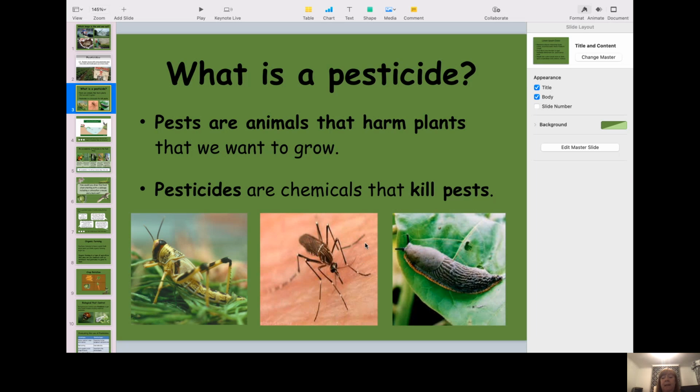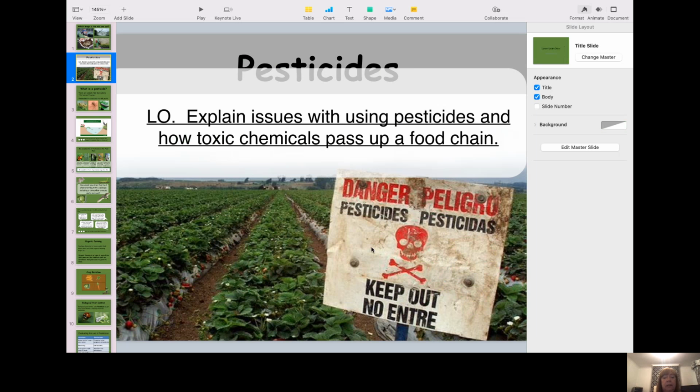So these are pests, and basically they eat crops, and farmers really want to get rid of pests because obviously they're eating all their profits. One way of doing that is to use pesticides, and these are chemicals that kill pests. But if you look at the previous slide, danger, pesticides. So the question is, do we really want our food sprayed with basically poison?